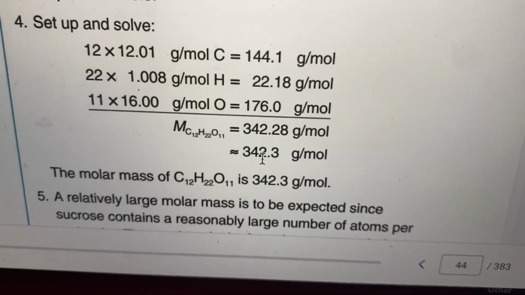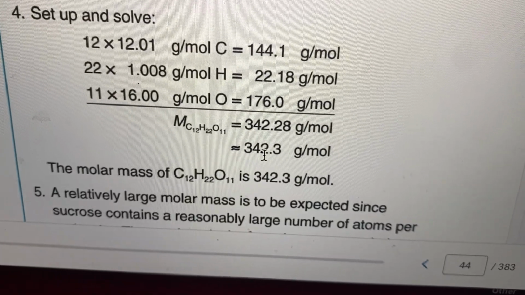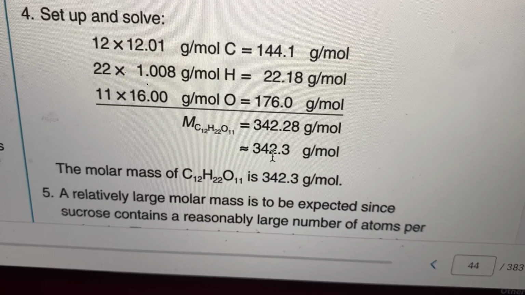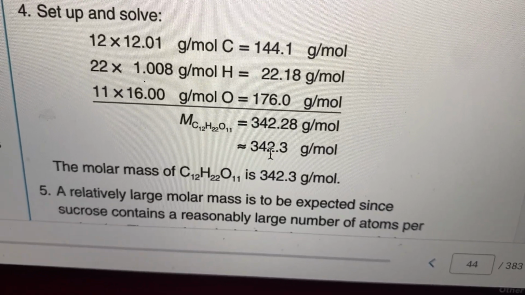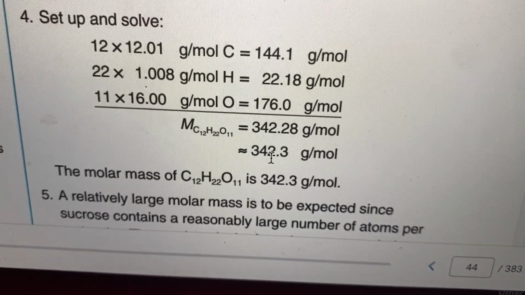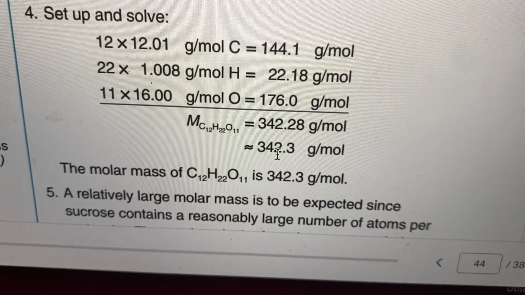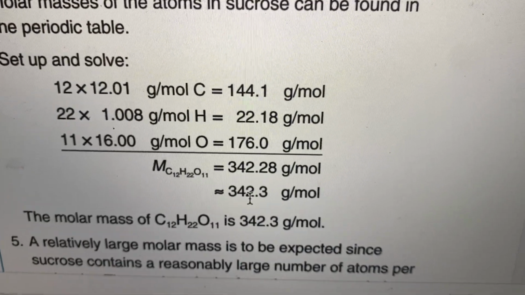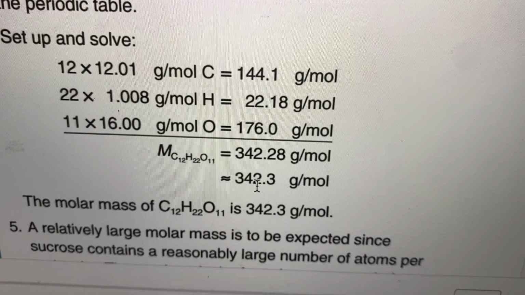Then we have 22 hydrogens, so we know the mass is 1.008. We find that in the periodic table and multiply it by 22. And then the oxygen, we know is 16.00, and we have 11 oxygens times 16, and we multiply that out and get 176.0. Now we add all that up: 144.1, 22.18, and 176.0, and we get 342.28.